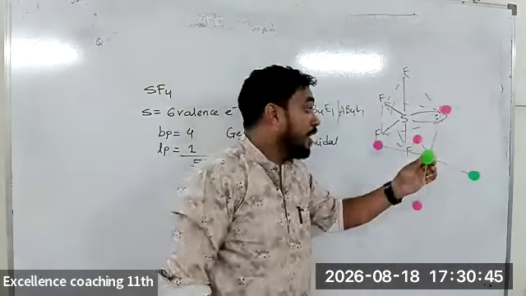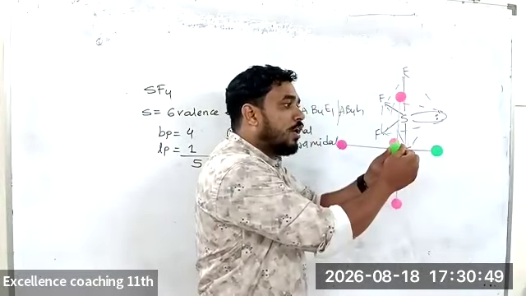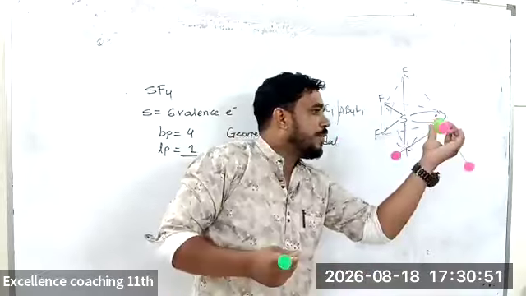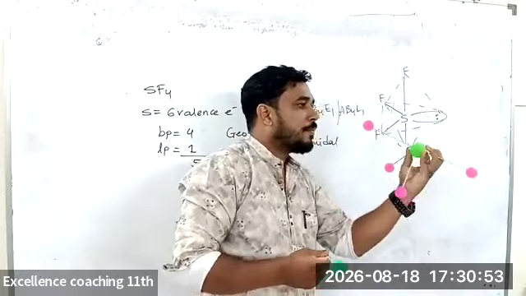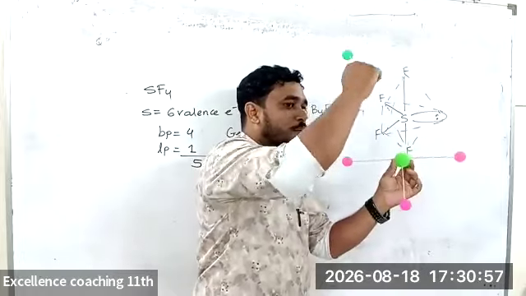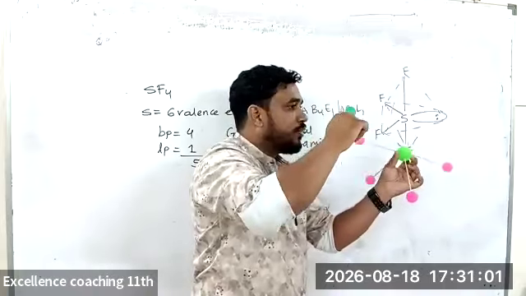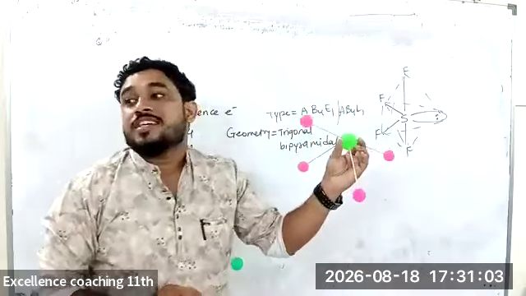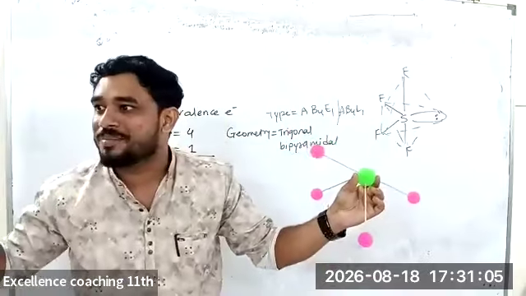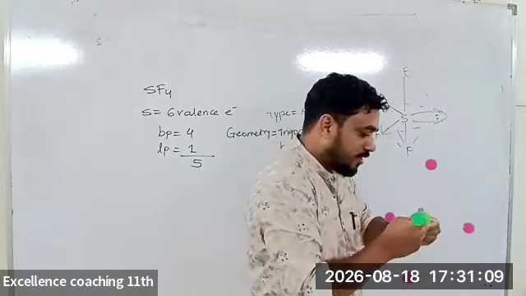So what I told you, to write the shape you have to add the lone pairs. What does it look like? So the shape here, what is it called as?